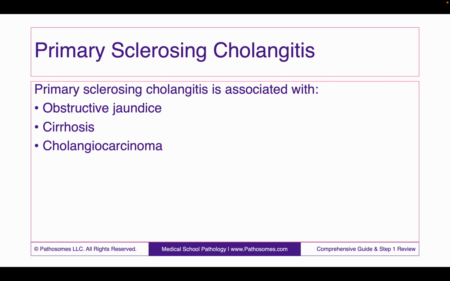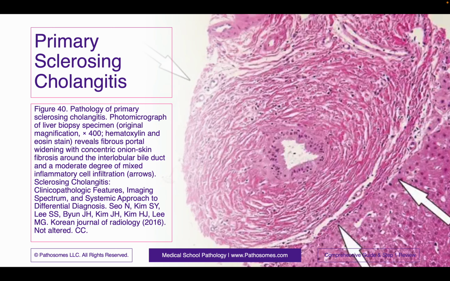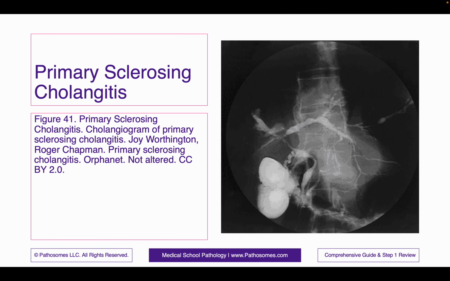But anyway, primary sclerosing cholangitis is associated with obstructive jaundice, cirrhosis, and cholangiocarcinoma. And here we can see a micrograph of a liver biopsy from a patient that shows onion skinning. Onion skinning? Yes, onion skinning. So we should know that this is primary sclerosing cholangitis. And keep in mind that primary sclerosing cholangitis can show up on various types of imaging, such as a cholangiogram, as we can see here to the right.